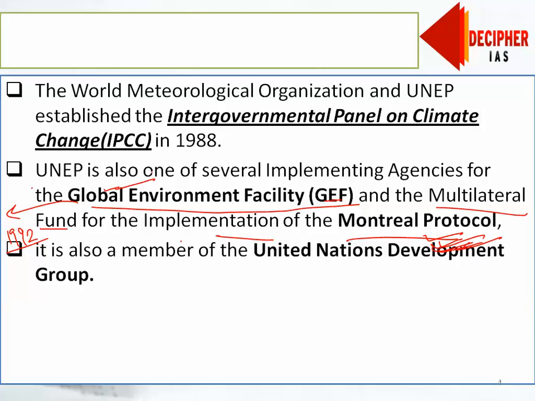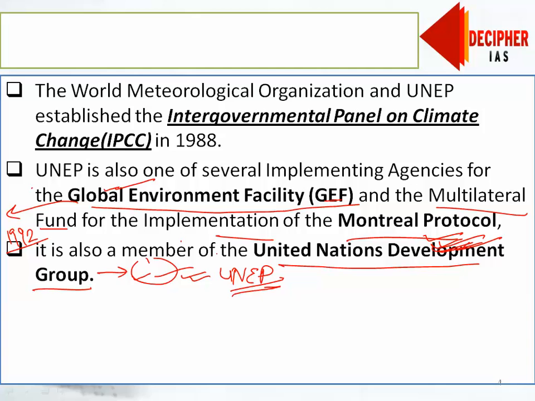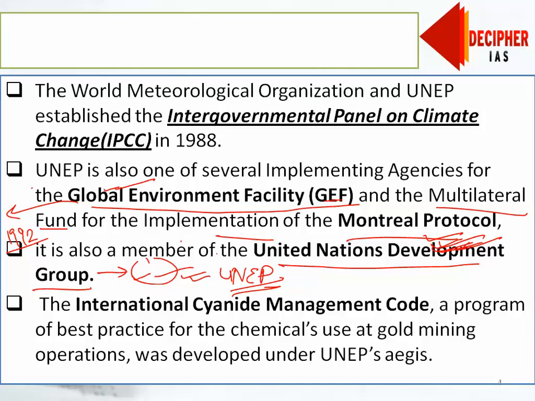Now UNEP is also a member of UN Development Group. UN Development Group is an evaluator of the effectiveness of various policies which are undertaken by the UN agencies. It includes many UN agencies, and UN Environment Program is also part of that. And International Cyanide Management Code, a program of best practices of chemicals use at the gold mining operations, is also developed under United Nations Environment Programs initiative. Fine. So you should remember that it can be asked in the pre-exam.